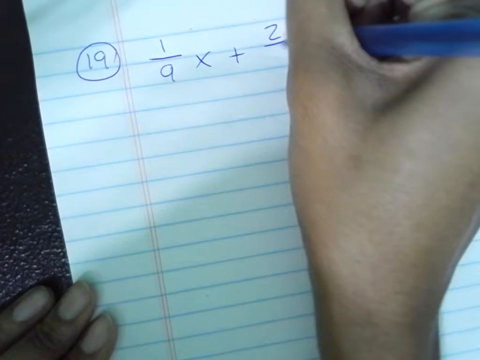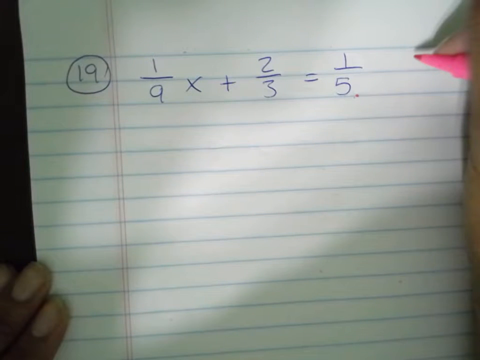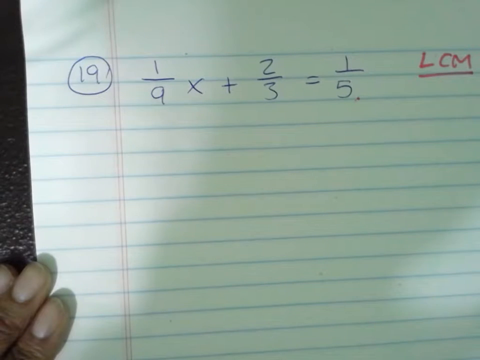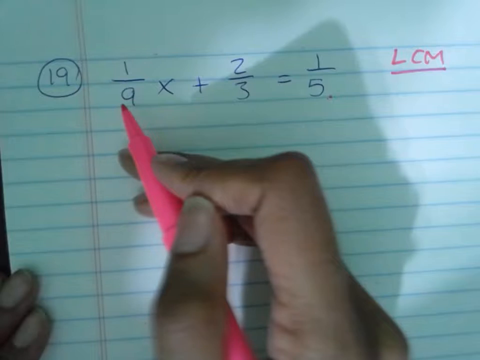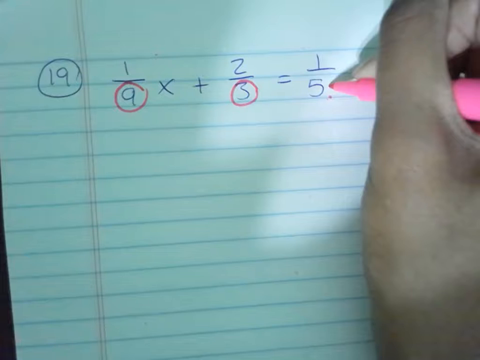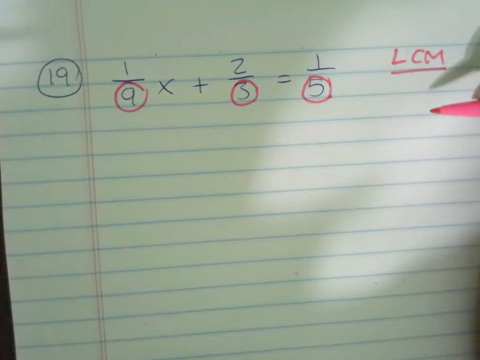All right, let's go ahead and do the next question. Number 19. We have 1/9 x plus 2/3 equals 1/5. So what is my LCM? I have 9, 3, and 5. So the biggest number here is 9. So let's go over the multiples of 9. 9, 18, 9 times 3 is 27, 9 times 4 is 36, 9 times 5 is 45.